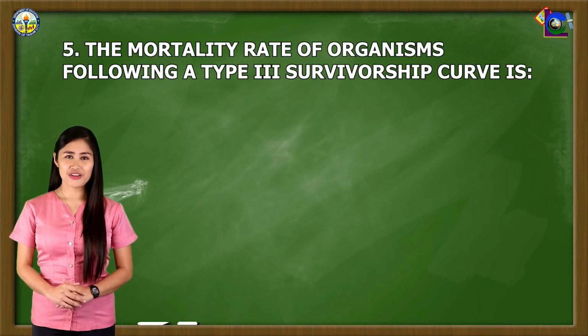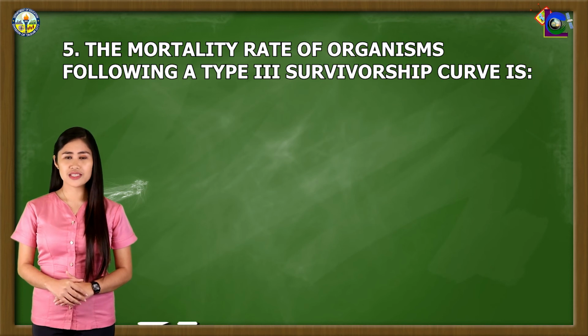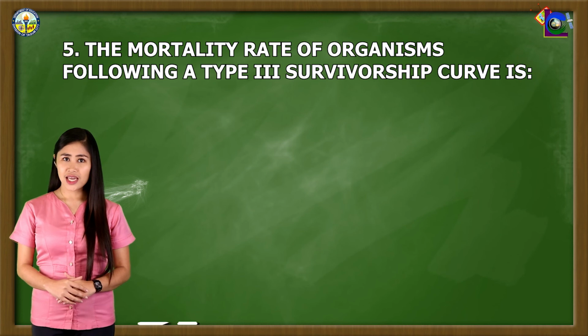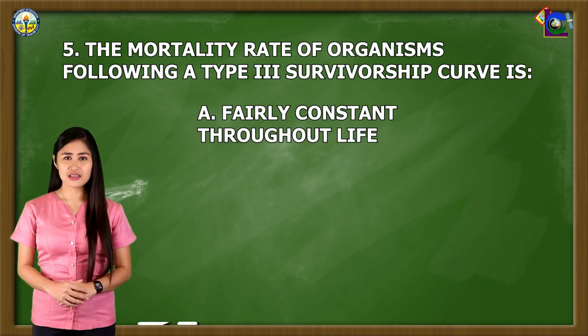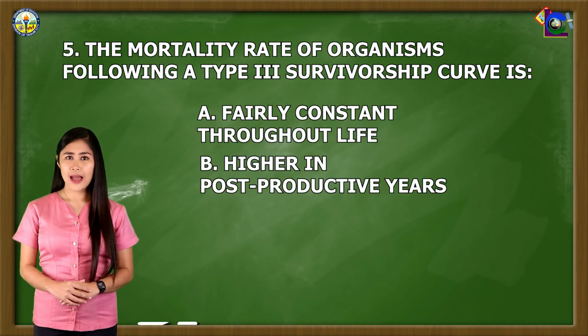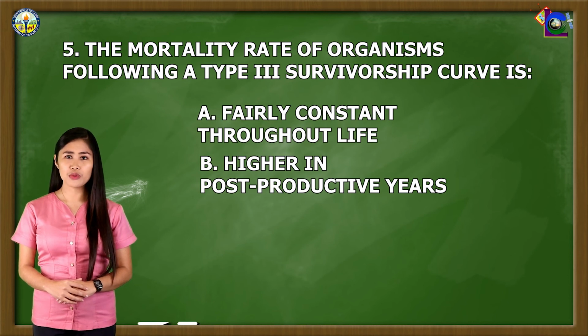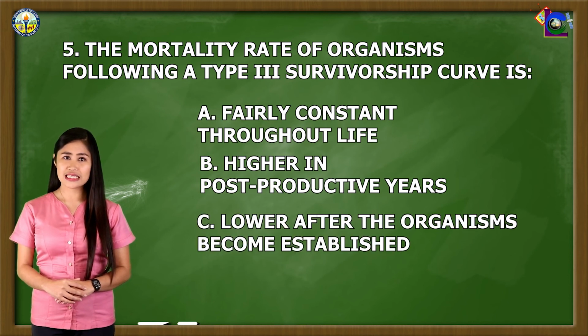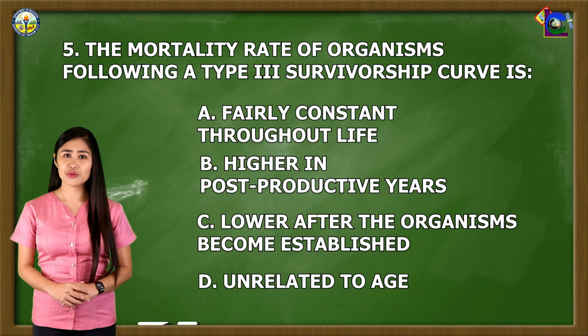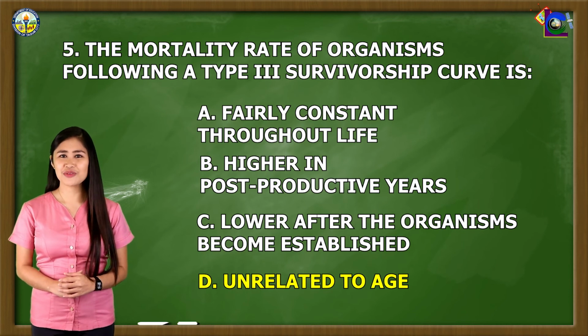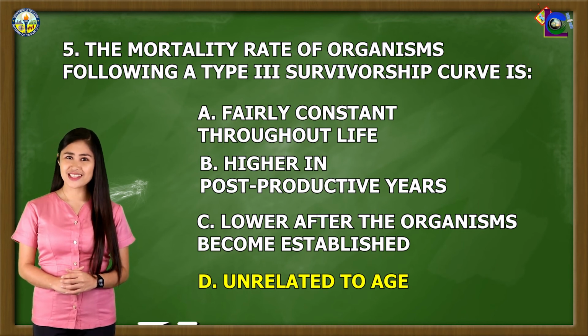Number 5. The mortality rate of organisms following a type 3 survivorship curve is A. Fairly constant throughout life. B. Higher in post-productive years. C. Lower after the organisms become established. Or letter D. Unrelated to age. Letter D, unrelated to age, is the correct answer.